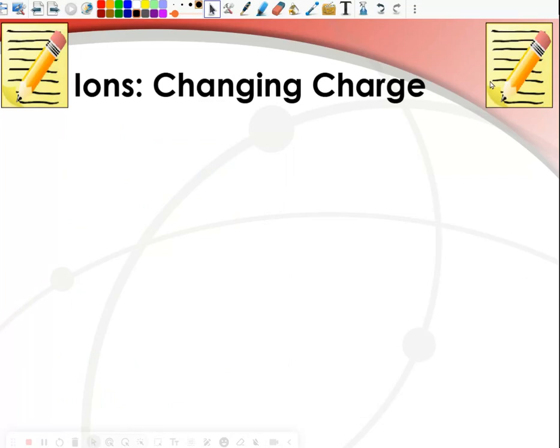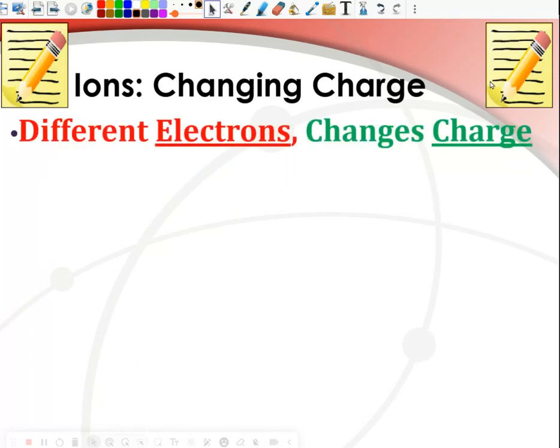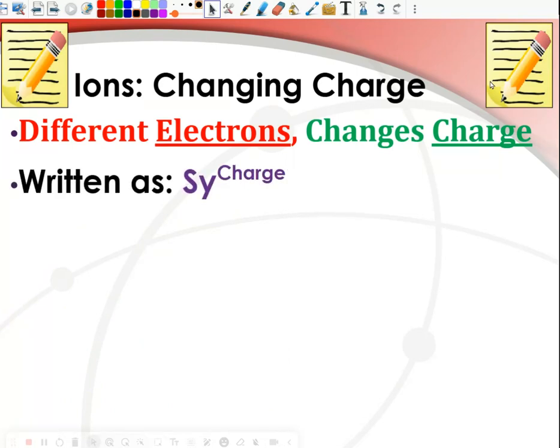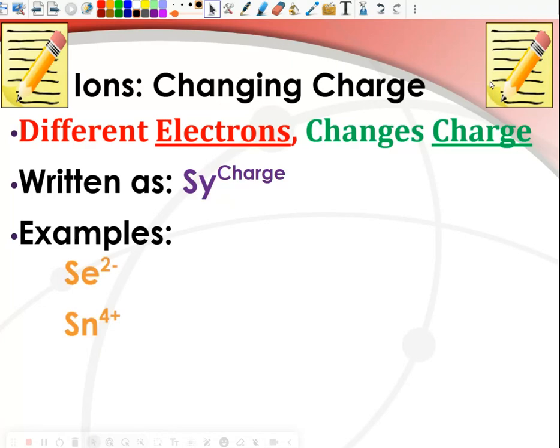When we're dealing with ions, we are changing the number of electrons relative to the protons. So this is all about charge. Different electrons will change that charge. We write this as a symbol with the charge in the upper right-hand corner. Examples are selenium 2- and tin 4+.